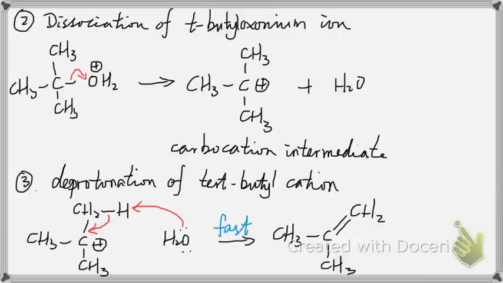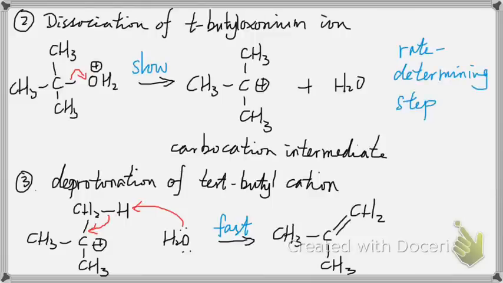Again, this last step deals with proton transfer, so it's a relatively fast step. While the second step, dissociation of the oxonium ion to form the carbocation, will be the slow step. As a result, the second step, the formation of the carbocation, will be the rate-determining step of the overall reaction. The rate-determining step will always be the slowest step in the mechanism, and it determines the overall rate of the reaction.